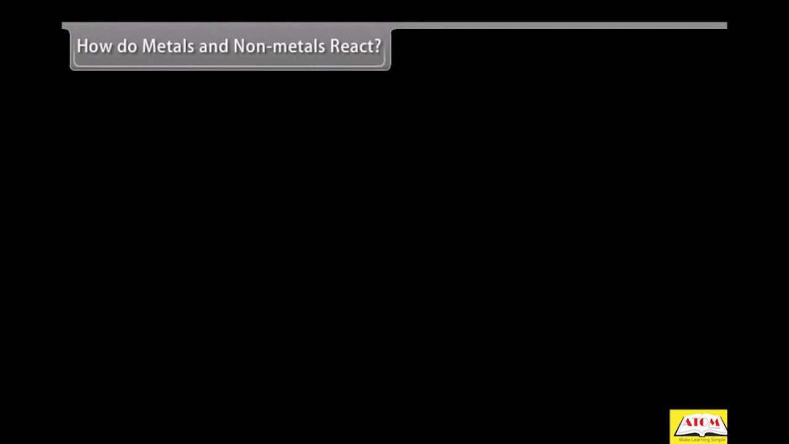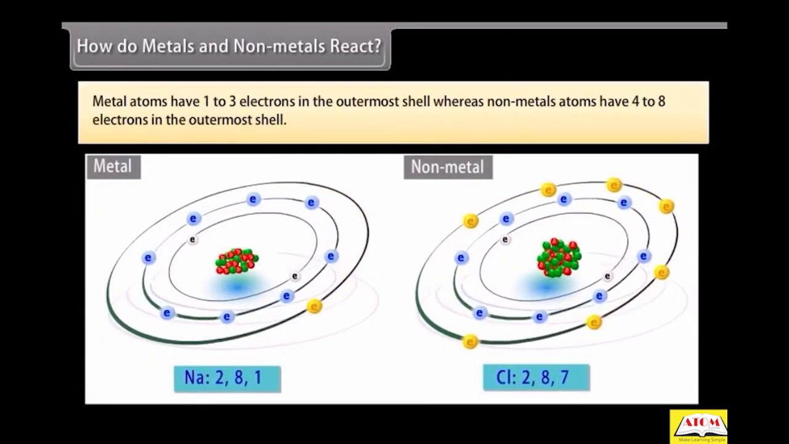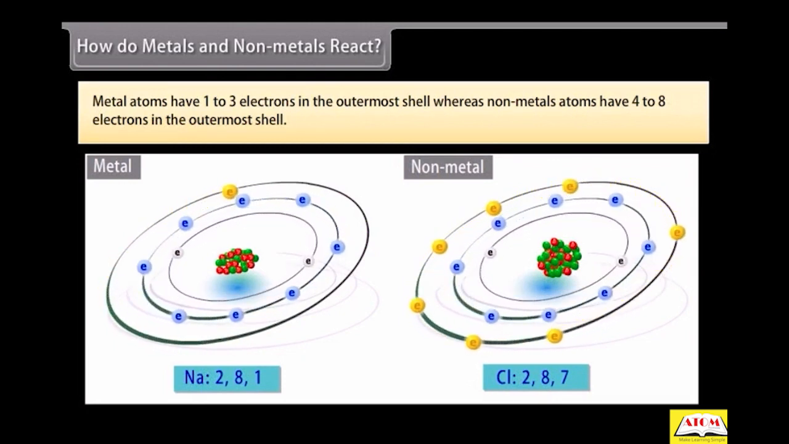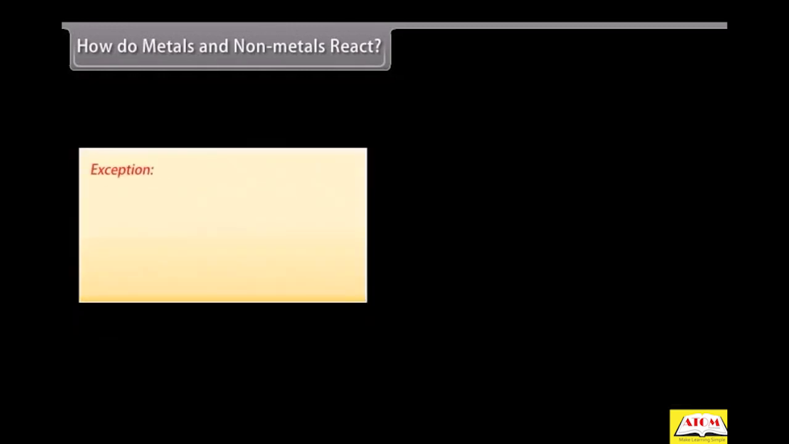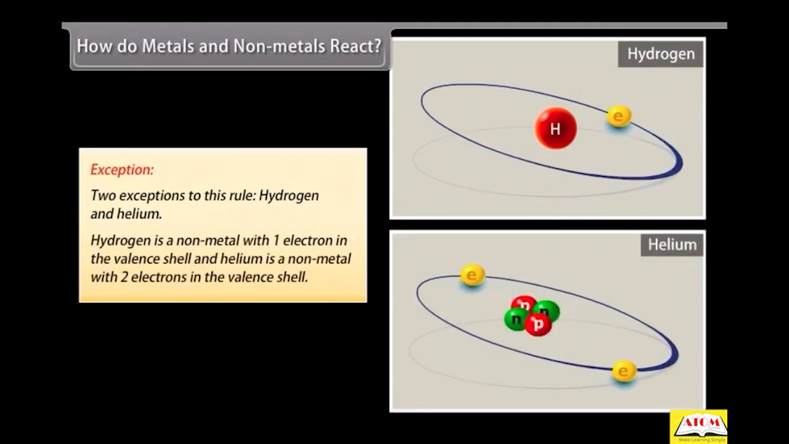How do metals and nonmetals react? Metal atoms have 1 to 3 electrons in the outermost shell, whereas nonmetal atoms have 4 to 8 electrons in the outermost shell. Exception. There are 2 exceptions to this rule: hydrogen and helium. Metals that donate electrons gain positive charge equal to the number of electrons donated, and nonmetals gain electrons and negative charge equal to the number of electrons accepted.